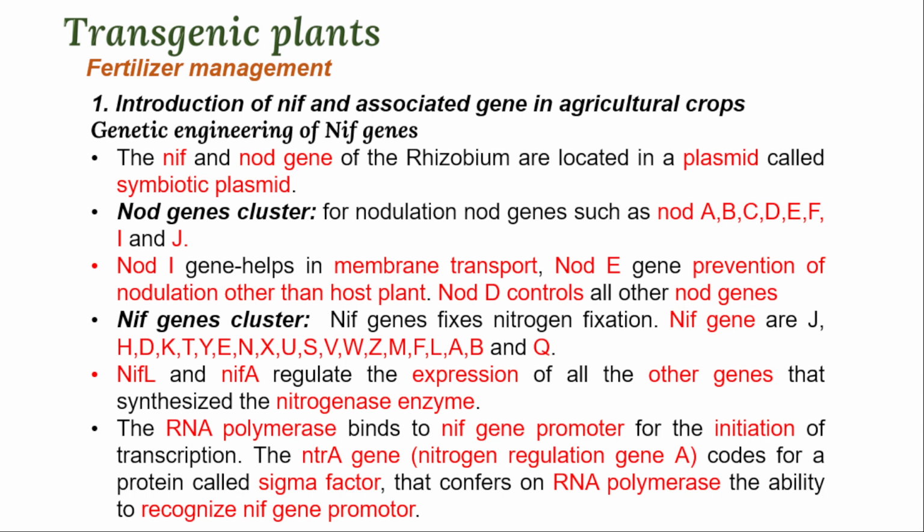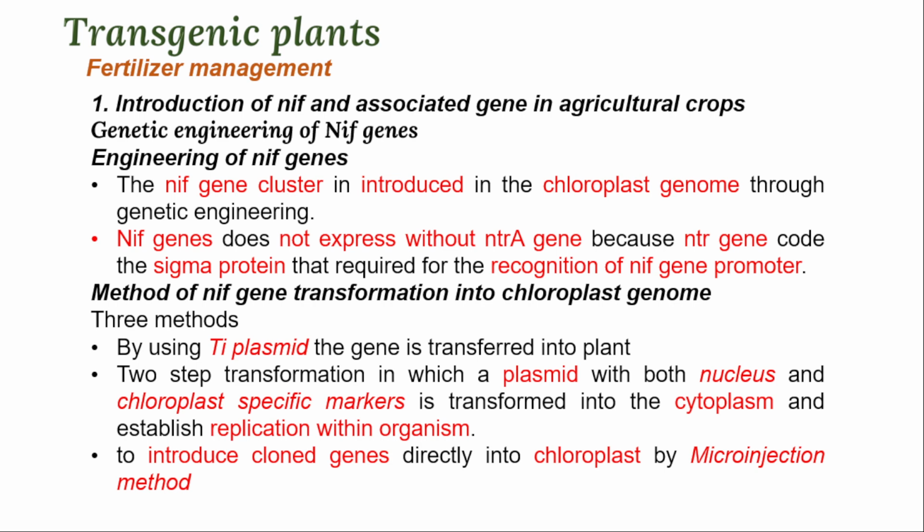The NOD gene will have a cluster here. We can see NOD A, B, C, D up to J will be there, and NOD I is very important. It helps in the transportation of the things that help in nodule formation in the symbiotic association. The NIF genes are also a cluster. It ranges from H, D, K up to Q, A, B, C, D, and here NIF L and A are very important, that produce the nitrogenase enzyme. So NIF gene design is very important.